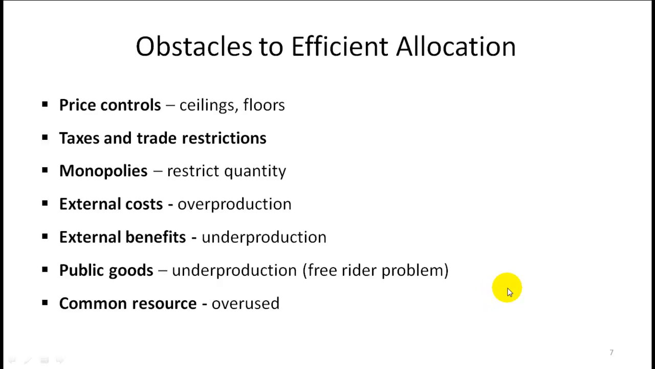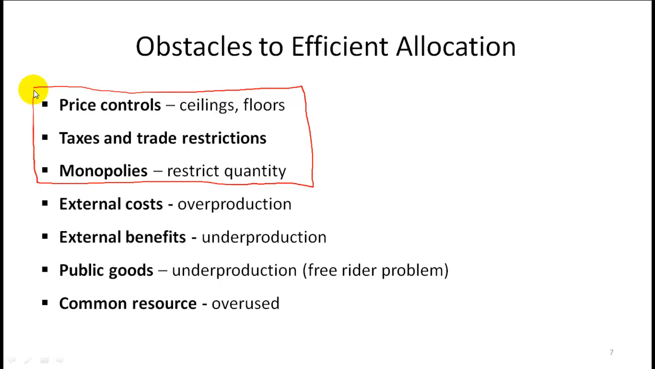So let's now talk about obstacles to efficient allocation. These three obstacles, price controls, taxes, and monopolies, we will cover in a lot of detail in the next reading, so I will skip them for now. But let's spend a little bit of time on the remaining four. You need to have at least a one or two line understanding of each one of these items. What are external costs?